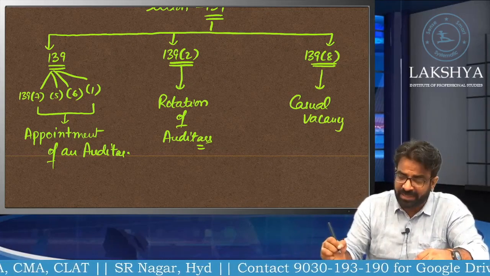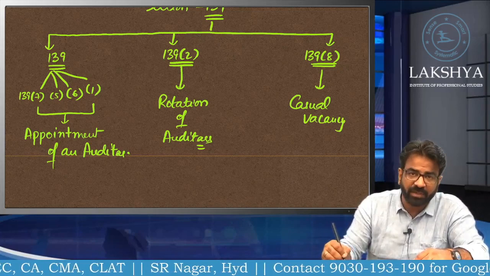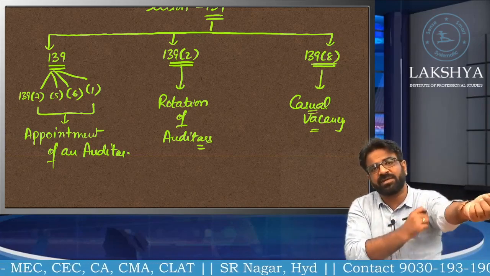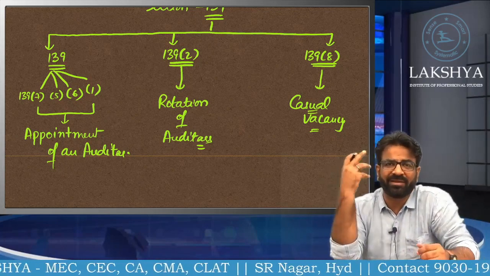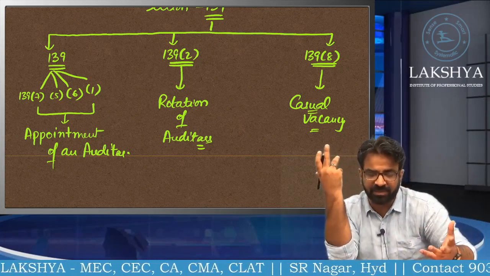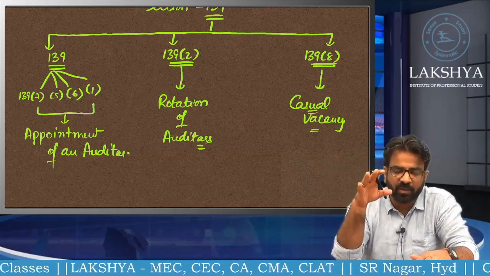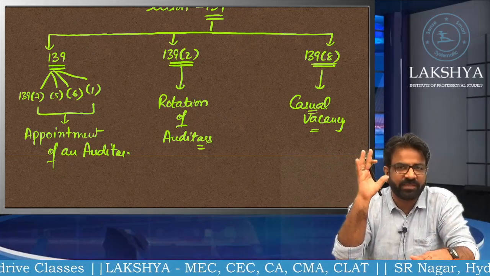It talks about what? Casual vacancy. Are you getting the point? So, what if the auditor resigns or dies or is disqualified from being an auditor? What things will take place? That thing is known as what? Casual vacancy. So, the casual vacancy of a statutory auditor we are going to cover in section 139, subsection 8.